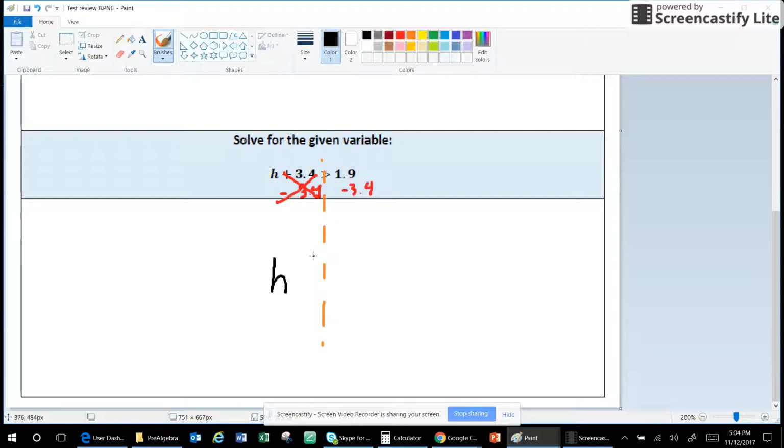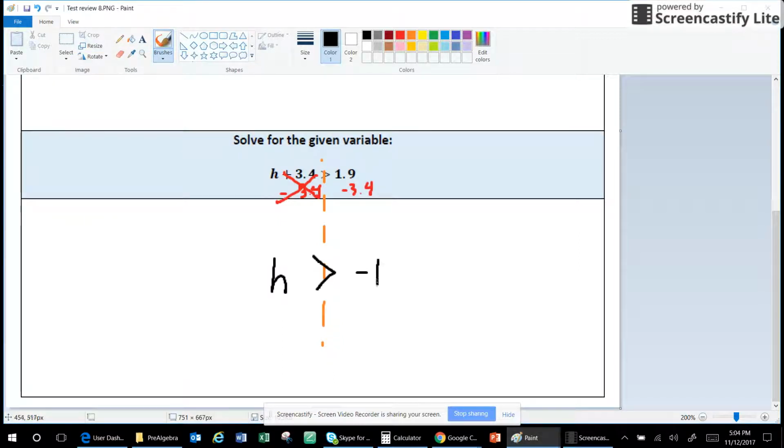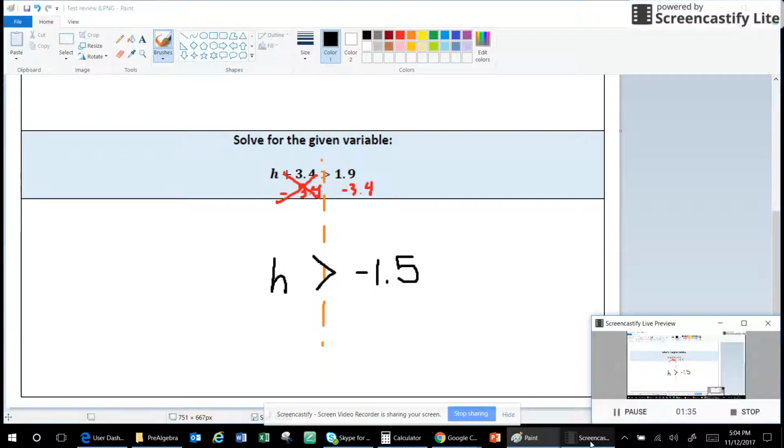I did not multiply or divide by a negative number, so I don't have to change the inequality symbol. And now I just got to do 1.9 minus 3.4. And we get negative 1.5. All right, on to our last one.